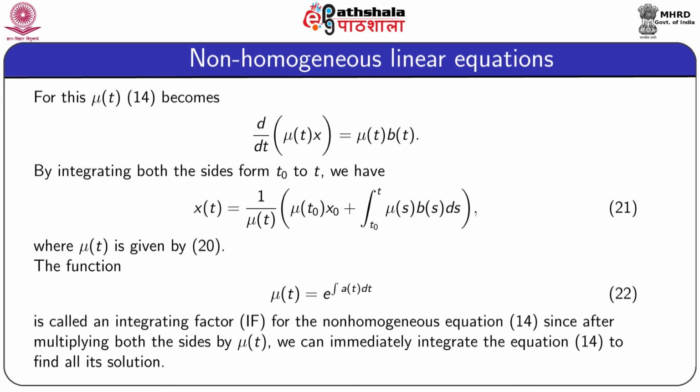The function mu t equal to e to the power integral A t dt is called an integrating factor for the non-homogeneous equation 14, since after multiplying both sides by mu t, we can immediately integrate equation 14 to find all its solutions. Please note, given a differential equation, you need to find a function mu t so that if you multiply that function to both sides of the differential equation, you will be able to solve it, and that particular function is called the integrating factor of the differential equation.